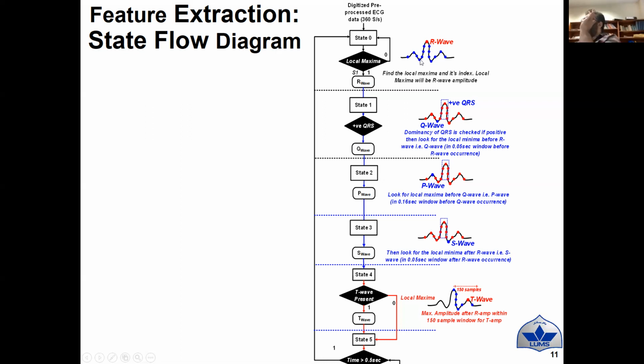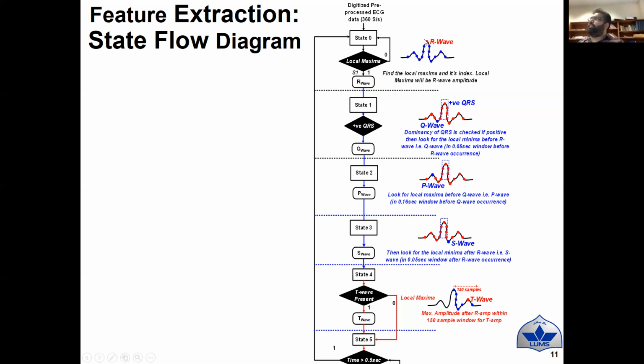So I found the R wave, now I need to find this point. For this point, I will go from one state to another, because I can only detect the Q wave once I have detected the R wave. I first find the peak R wave, and then I'm going to find the point of the Q wave.